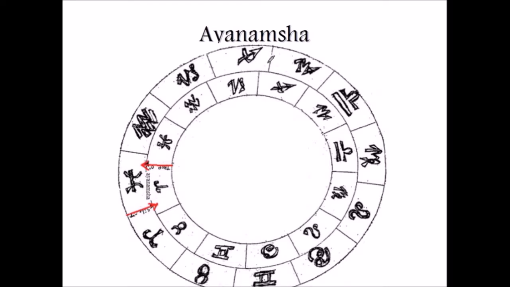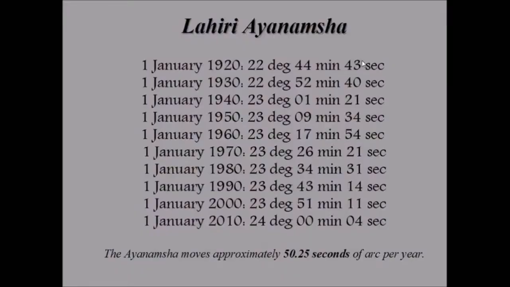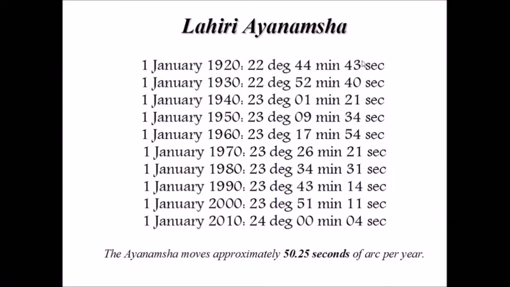This difference between zero Aries of the tropical and zero Aries of the sidereal zodiacs is known as the Ayanamsha. The Ayanamsha is that amount you subtract from the tropical positions to get the sidereal. It was about 23 degrees for most of the 20th century. It is now more like 24 degrees.